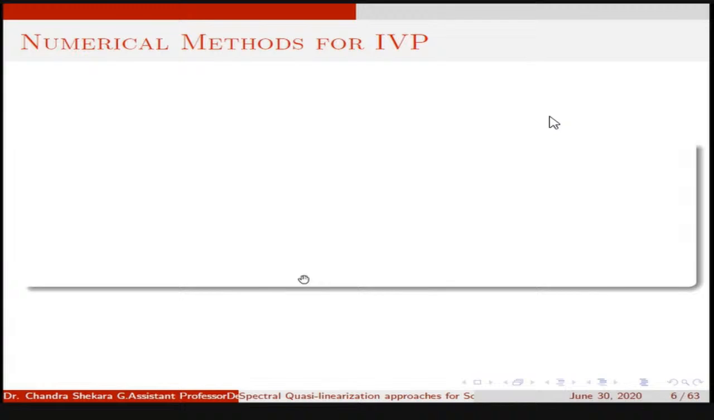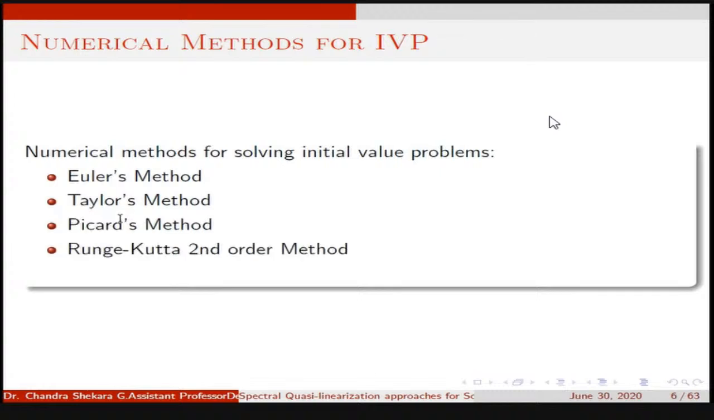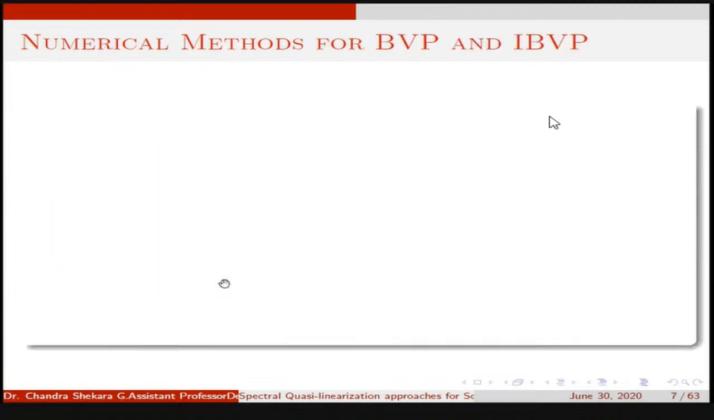Then there are several numerical methods available for solving differential equations. To mention a few, these are the different methods available to solve initial value problems: Euler's method, Taylor's method, Picard's method, Runge-Kutta second order and fourth order methods. Nowadays, many researchers are using Runge-Kutta hybrid methods to solve boundary value problems. There is a list of methods available to solve partial differential equations and boundary value problems.